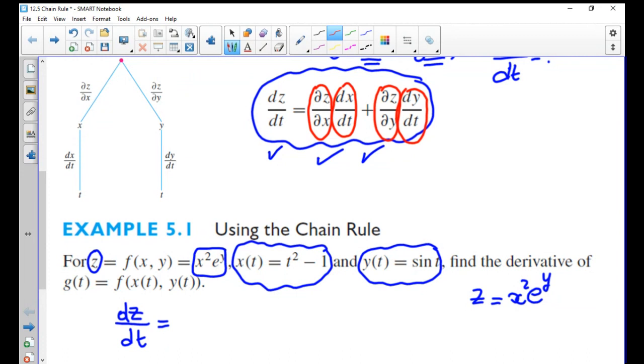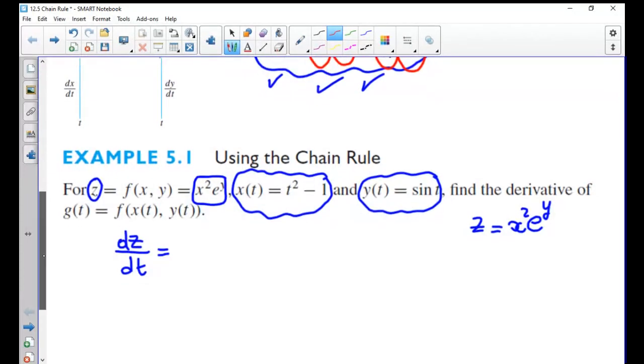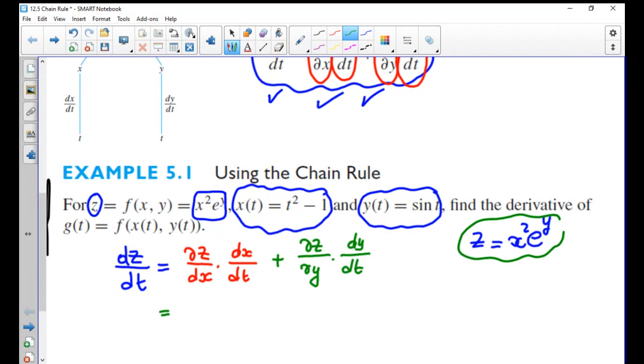So dz over dt will be, let me write the rule here. It will be dz over dx multiplied by dx over dt, and then plus dz over dy multiplied by dy over dt. So we have 4 things to calculate. Z is here. X is given, t squared minus 1. Y is also given. So let's just calculate this.